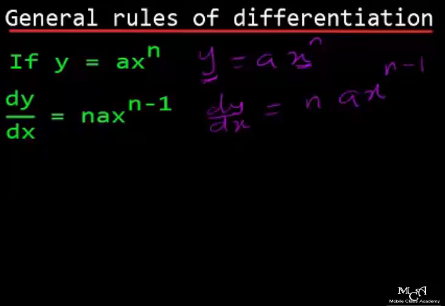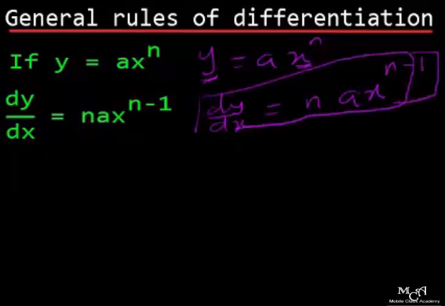So this is what we call the general rules. This formula is known as the general rules for differentiation. Anytime you come across differentiation, you can just use this formula to differentiate. Now, if you look at these general rules, your a is a constant. It can be any value. Your n could be positive, it could be negative.